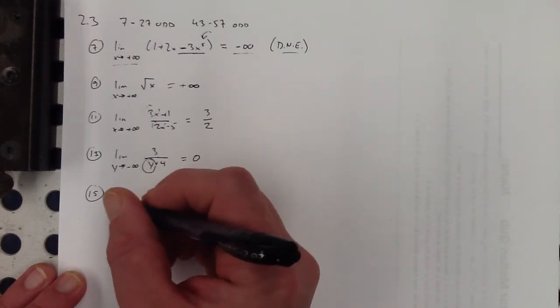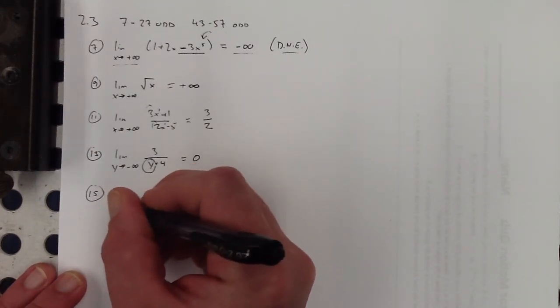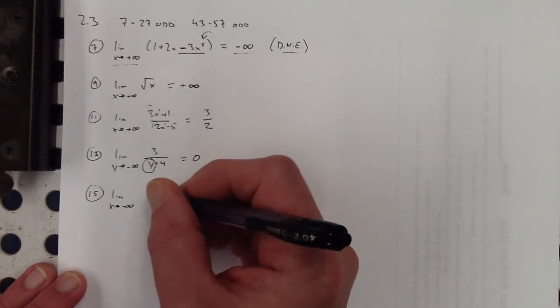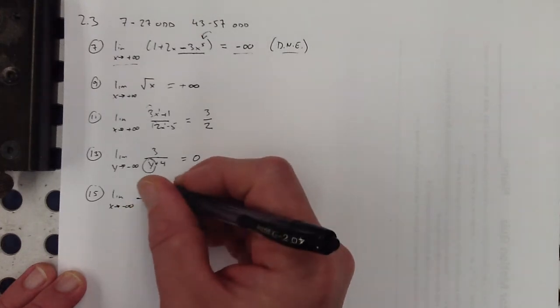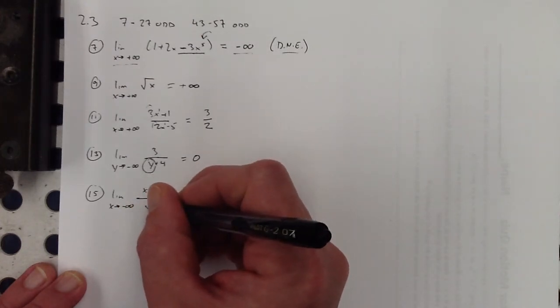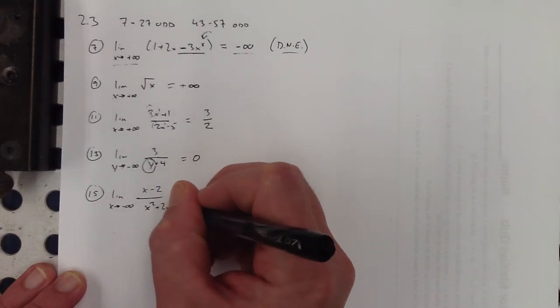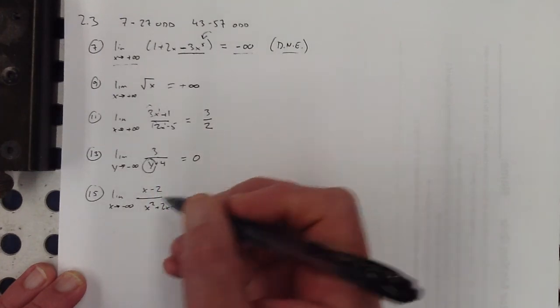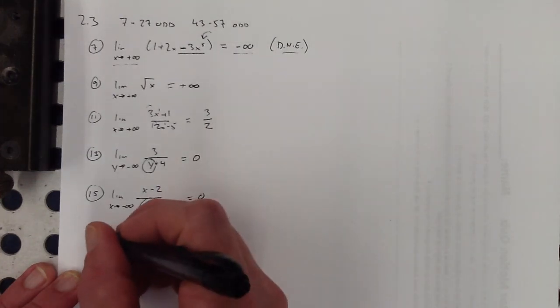All right, number 15, limit as x approaches negative infinity of x minus 2 over something. There's x to the first power on the top as my highest power. Oh, I got an x squared on the bottom. That is going to get driven down to 0 because the highest power is on the bottom.